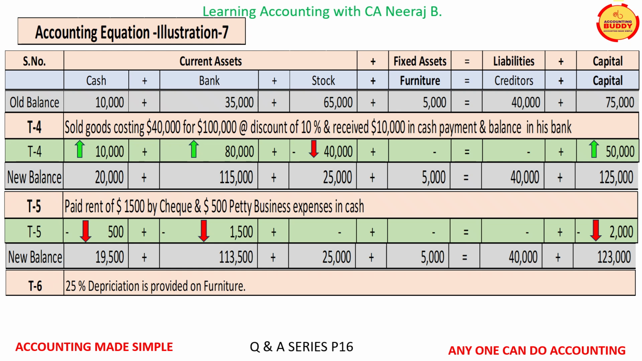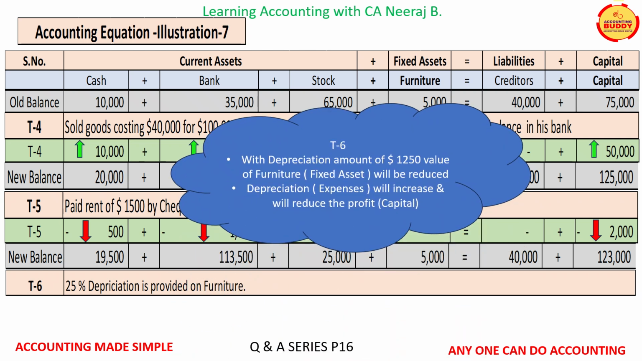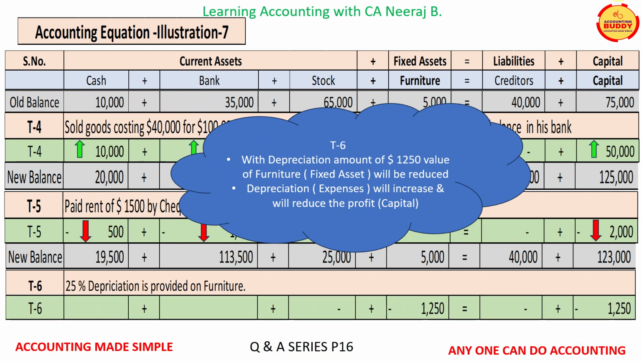T6 transaction on your screen is 25% depreciation provided on furniture. If you analyze this transaction, the two accounts getting affected are furniture and the business expenses, which will affect the capital. Furniture, which is an asset, will affect the left hand side of the accounting equation, and depreciation will affect the capital on the right hand side of the accounting equation.